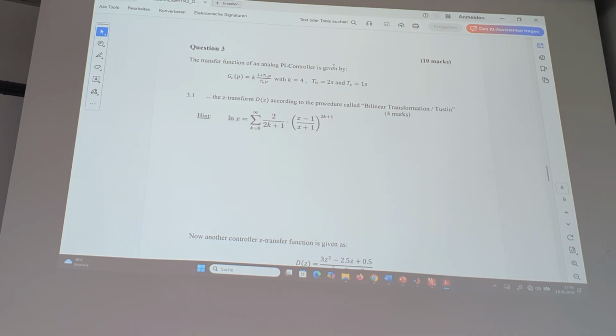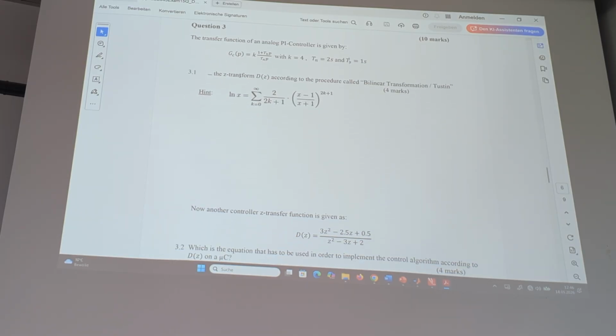So what else have we here? Question 3, 10 marks. The transfer function of an analog PI controller is given. So that's actually what we just calculated. Here's the transfer function. Some values are given: K is equal to 40, n is equal to 2 seconds, sample time 1 second.